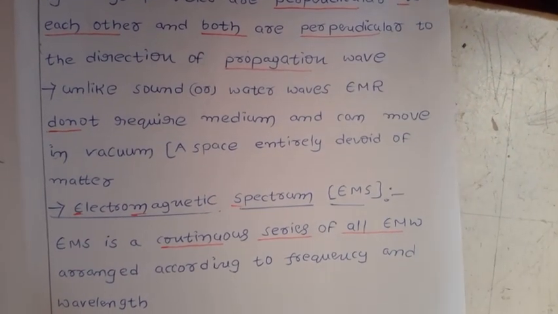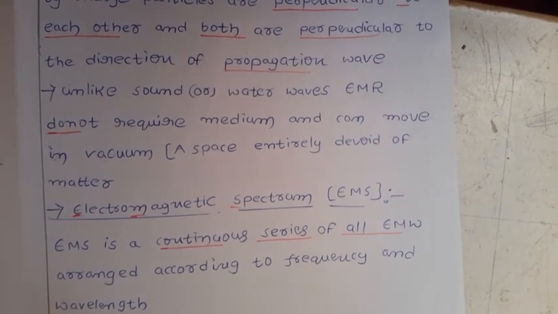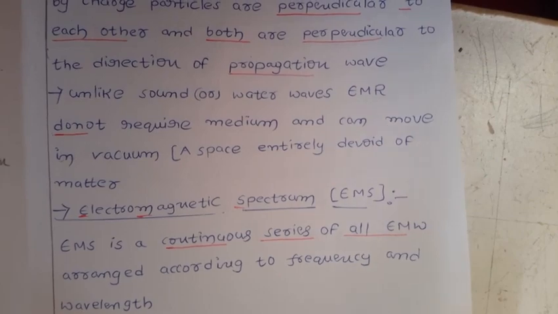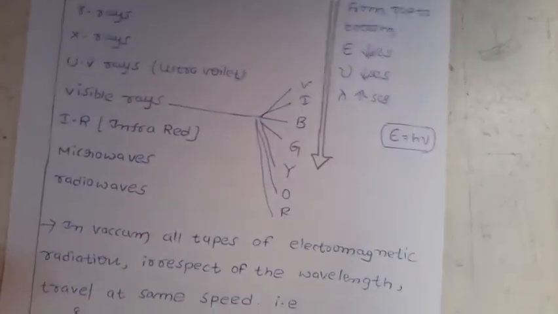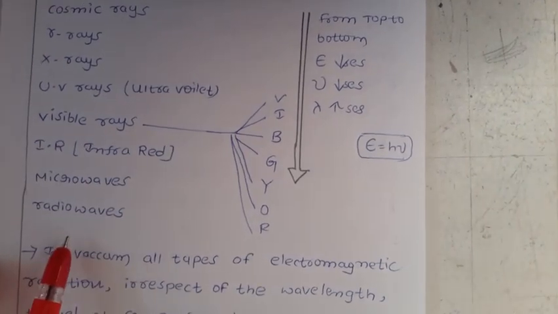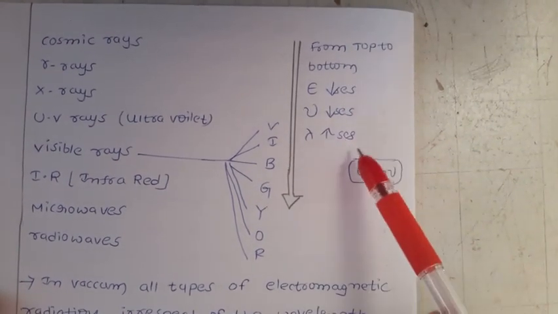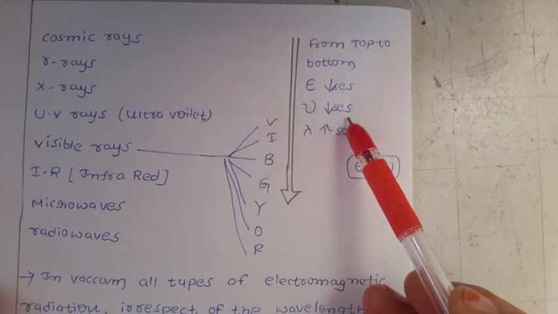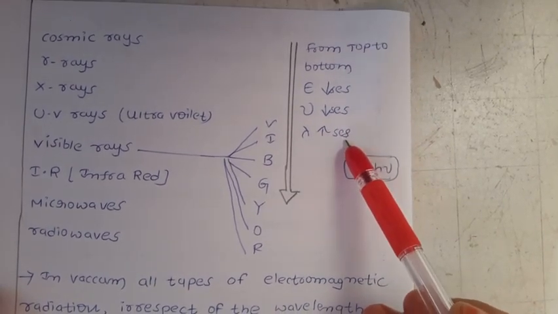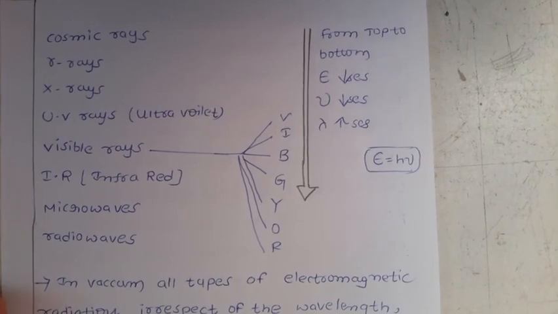They are all electromagnetic radiations arranged according to their frequency and wavelength. That spectrum is called the electromagnetic spectrum. Now if you move from top to bottom, what happens? Energy decreases. Once energy decreases, frequency decreases and lambda increases. How are we telling this? We have one relation, E equal to h nu, that we will discuss later.